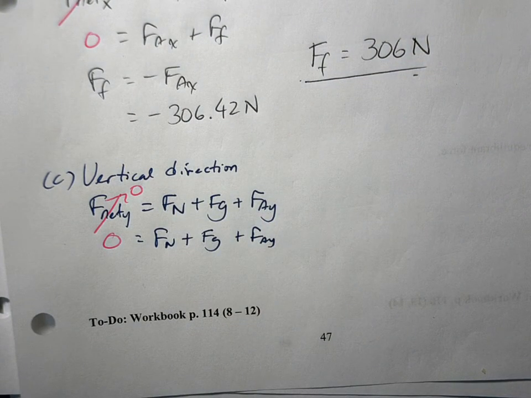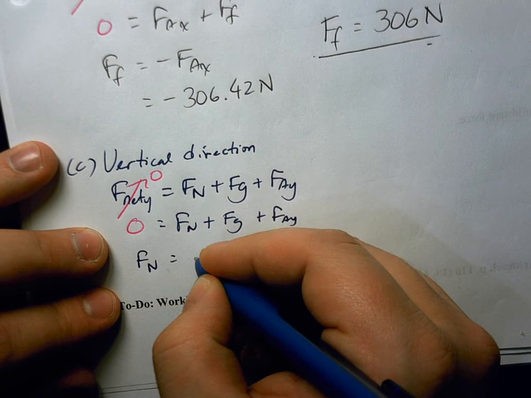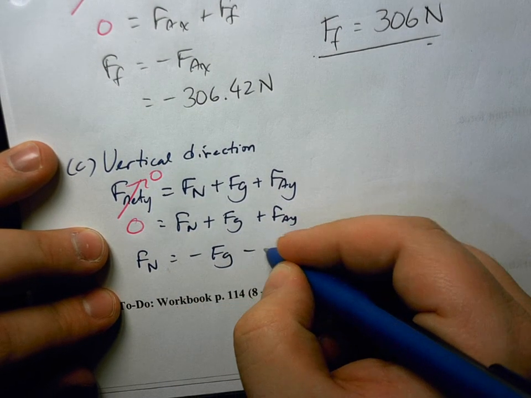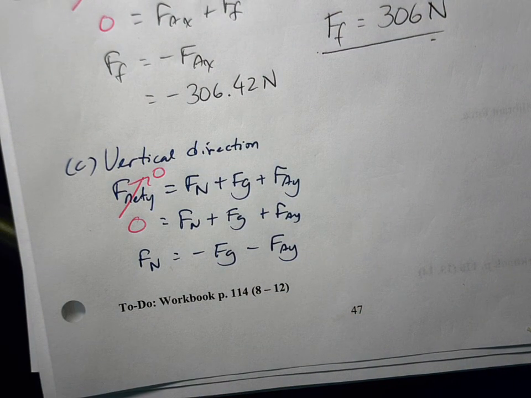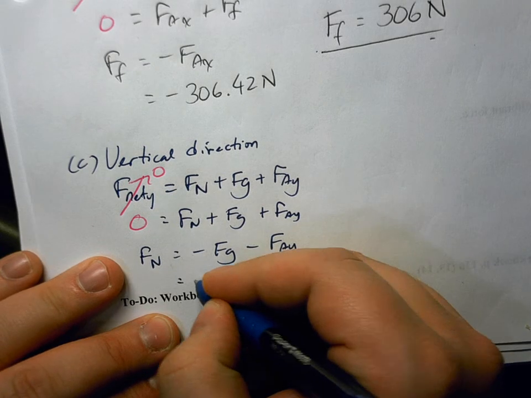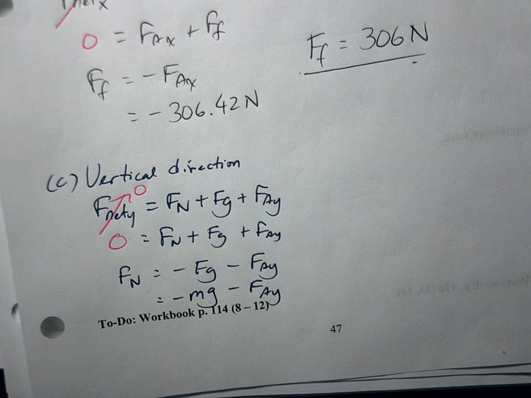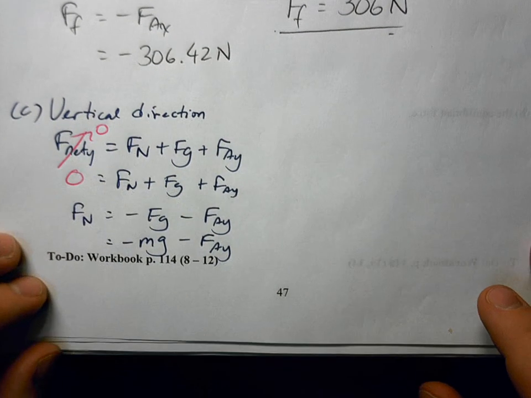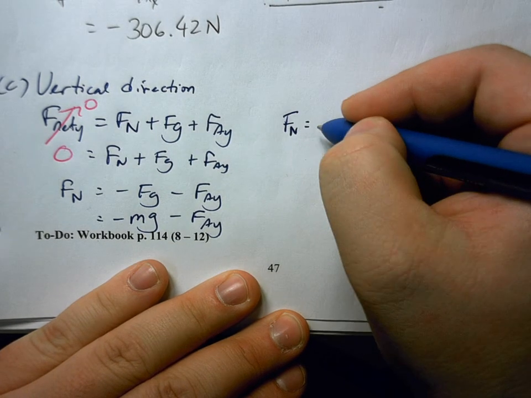So we're going to have Fn plus Fg plus Fay. All right, well, the normal force here is going to be the negative of the force of gravity minus the applied force. Okay, so we got a lot of those negatives in there. And of course, we know Fg is just mg. And then we got the negative of Fay. As with everything we've done with vectors, be careful with the signs. So my normal force, I have that negative.